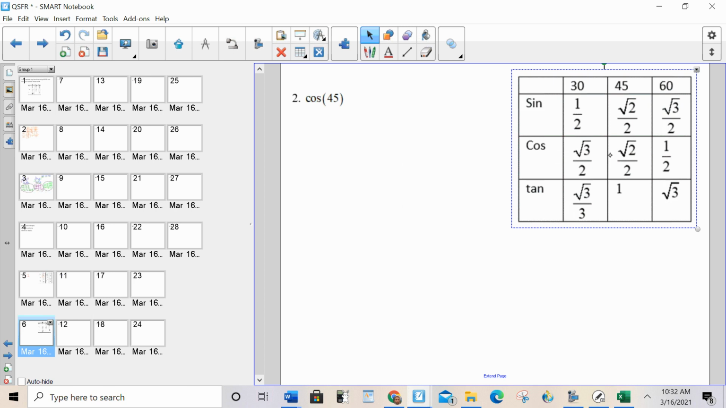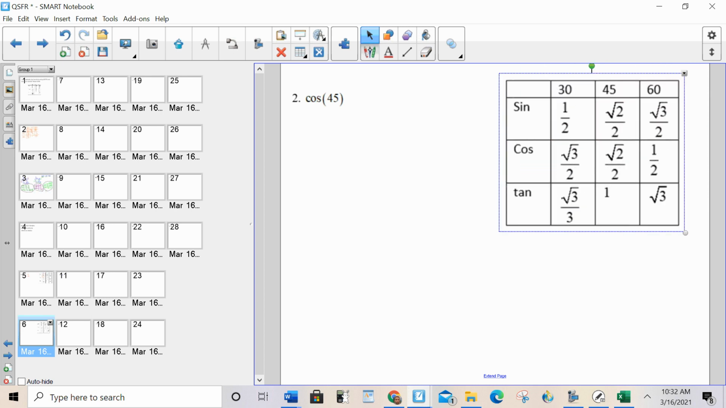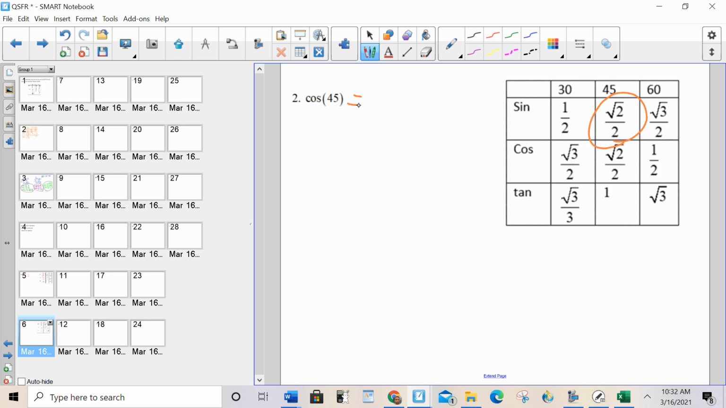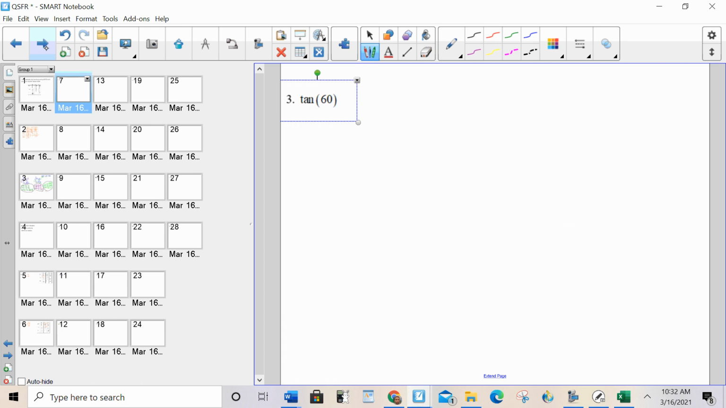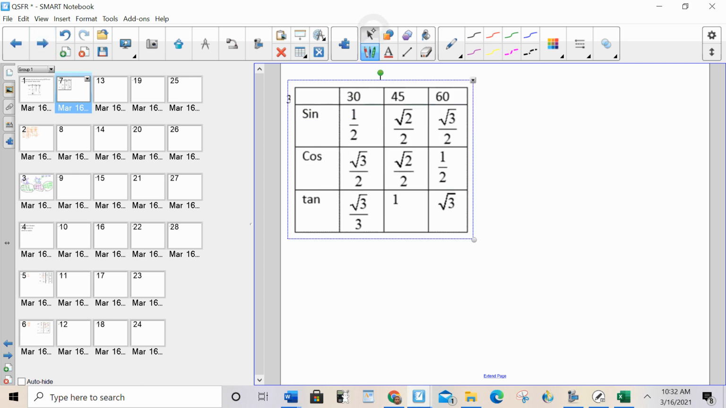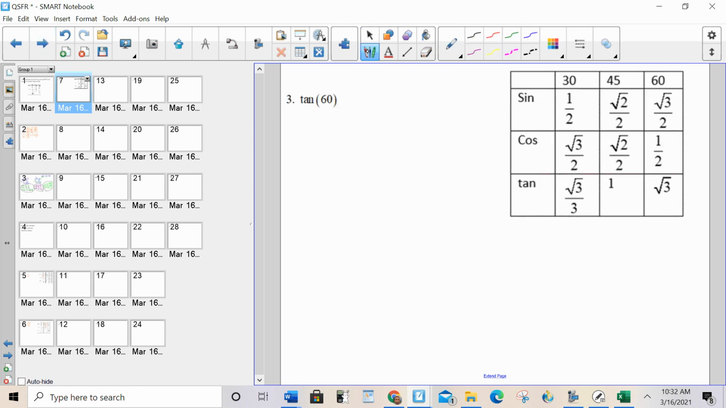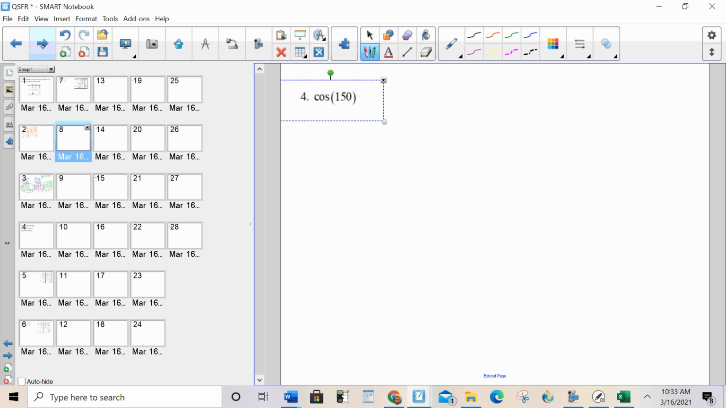Cosine of 45 is rad 2 over 2. Tangent of 60, go to your table, find tangent of 60. Your answer is radical 3. So if it's in the first quadrant, if it's in the table, that's it. Now, it gets a little bit more complicated when it's not. So we are going to use our QSFR procedure.